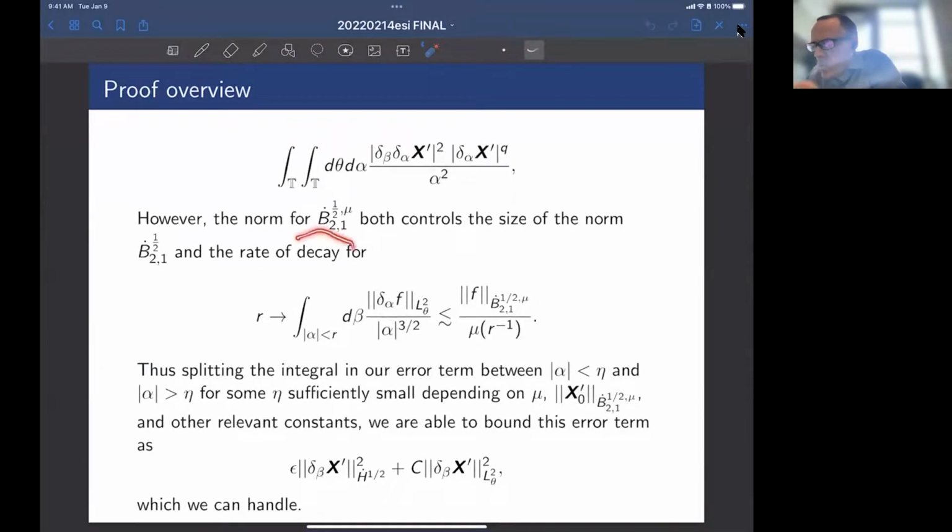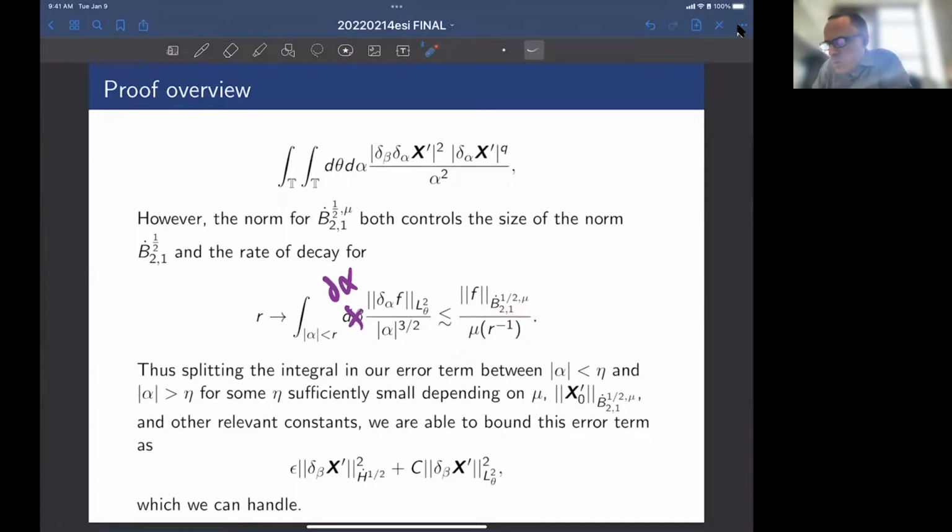However, this norm, b dot 1/2 mu 2, 1, both controls the size of the norm in b dot 1/2 2, 1, but it also controls the rate of decay. And so for small alpha, the mapping R goes into alpha less than R d beta. This should be d alpha. D alpha of delta alpha f over alpha to the 3/2. This can be bounded readily by f in b dot 1/2 mu 2, 1 divided by mu to the r minus 1.